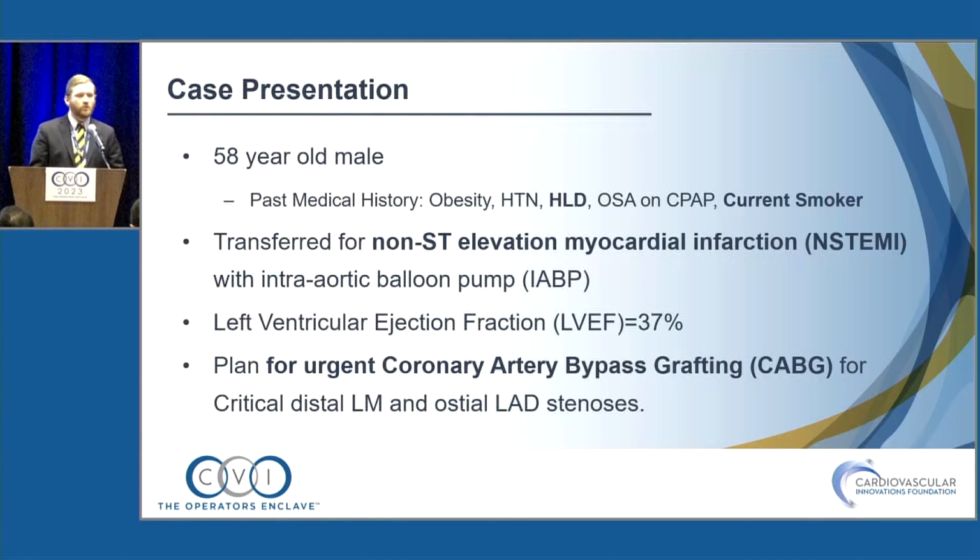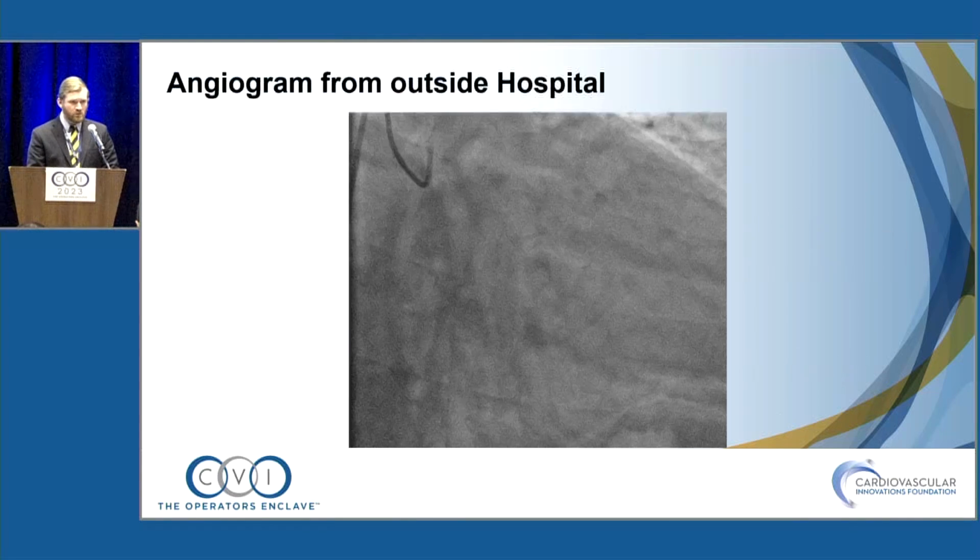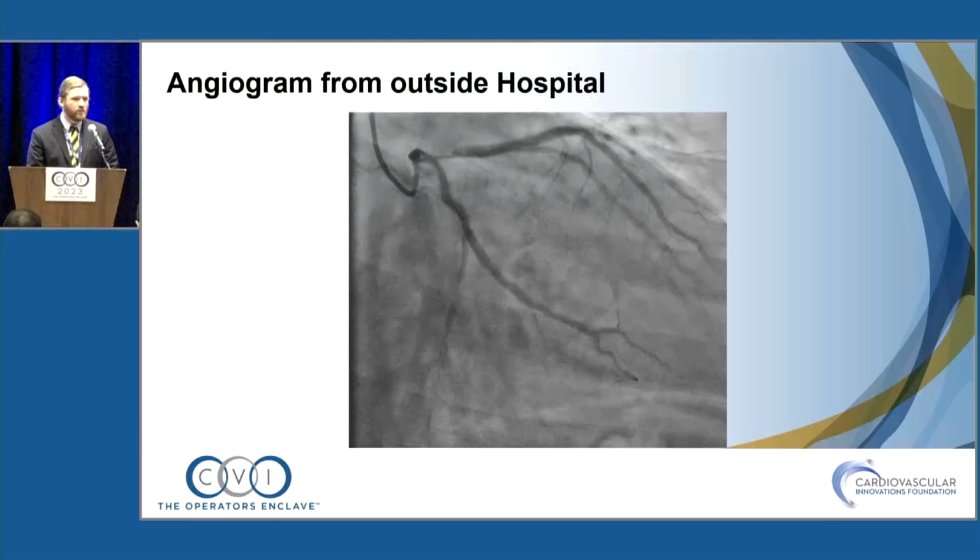So we have a 58-year-old man who presented as a transfer from outside hospital. He had obesity, hypertension, hyperlipidemia, OSA. He was on CPAP and was a current smoker. He was transferred to our facility on an intra-aortic balloon pump. His EF at that time was 37%, and he was transferred for evaluation for an urgent CABG. He came to us on a nitroglycerin drip, and the concern was for his critical left main and ostial LAD stenosis. So this is the initial angiogram that we got from the outside hospital.